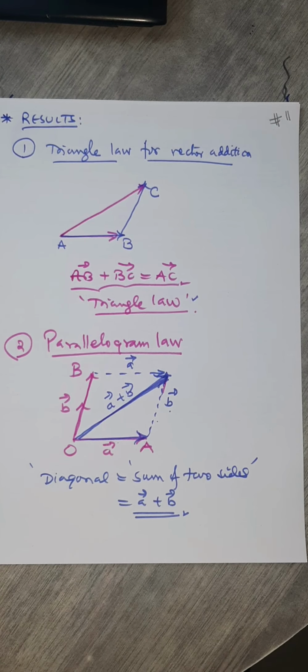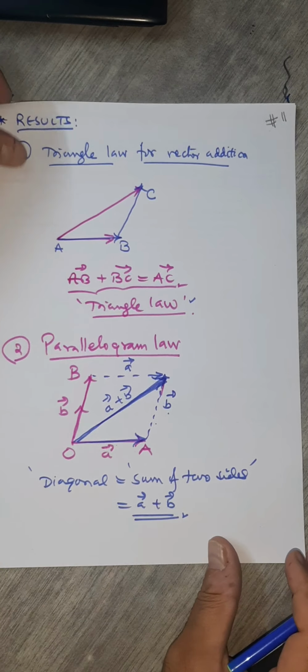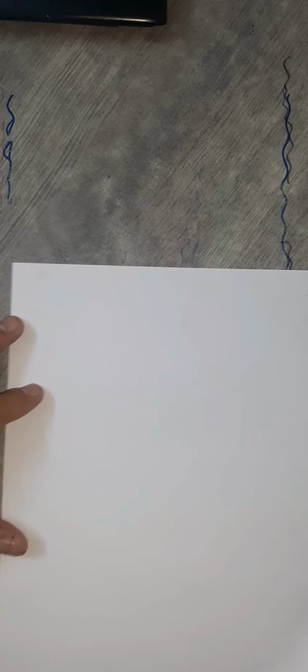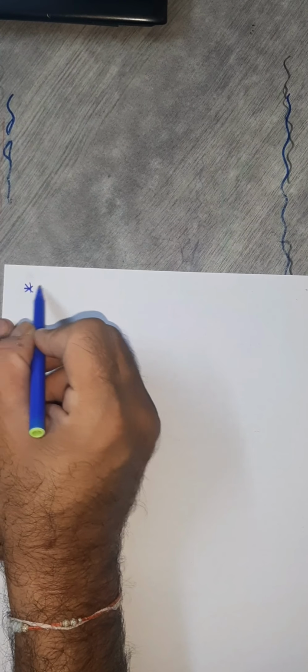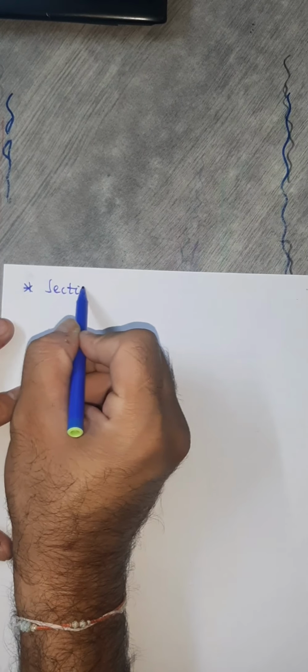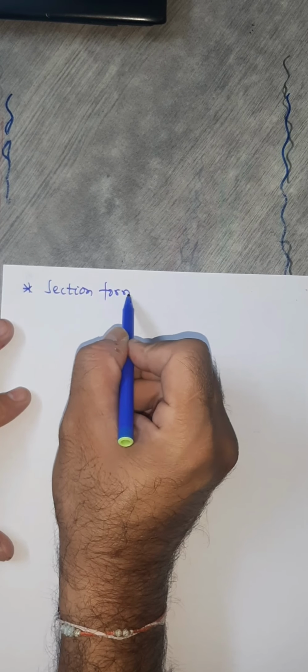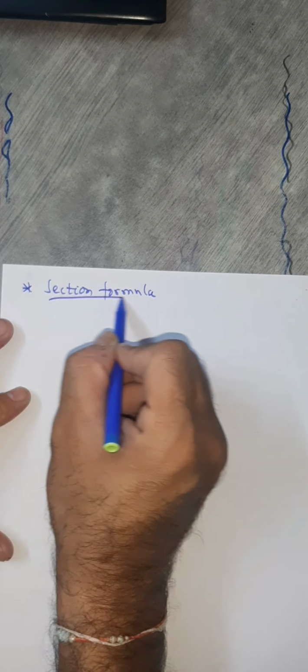Okay, now one more thing which we already studied in 11th standard, if you remember: the section or division formula. So we have the same formula here for vectors, remember. So let me write here, section formula. We did the same thing in coordinate geometry in 11th standard, if you remember.